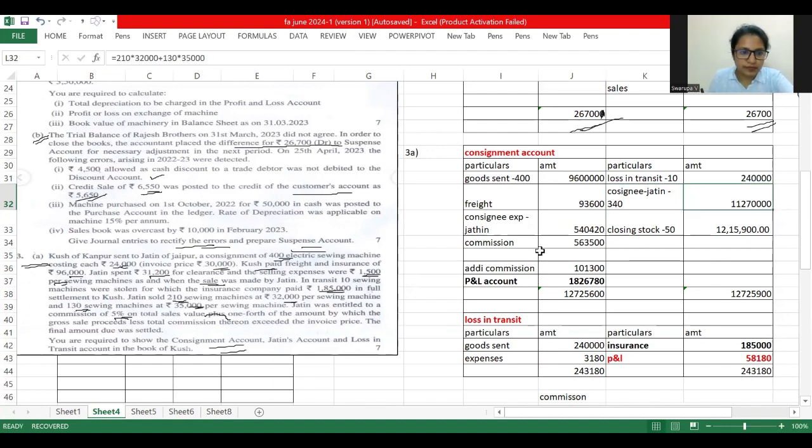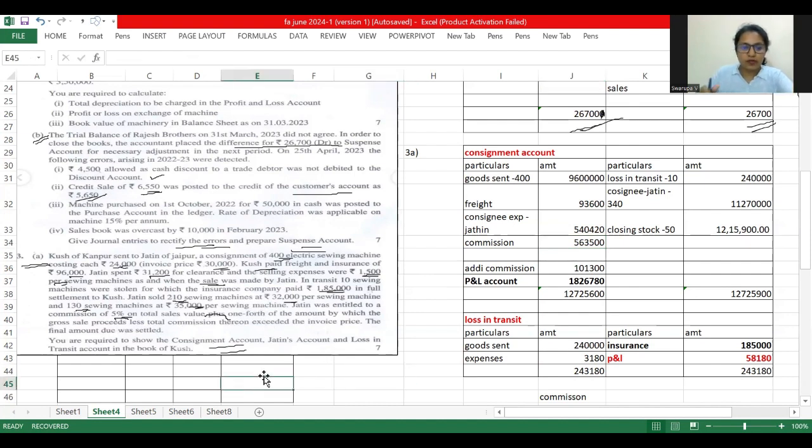Now commission. Commission 5% on the sale value. So I have 1 crore 12 lakh 70,000 into 5%, which is 5 lakh 35,500, my commission amount. But the question does not end there. In the question, it is said that commission of 5% on total sales plus 1/4 of the amount by which the sales less total commission exceed your invoice price.